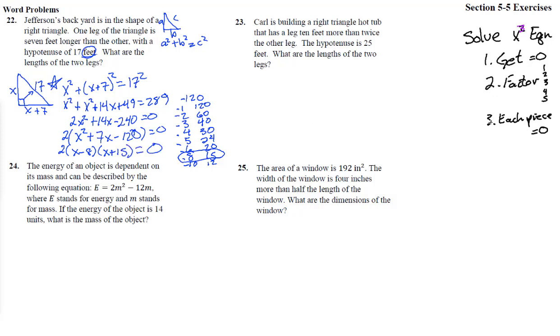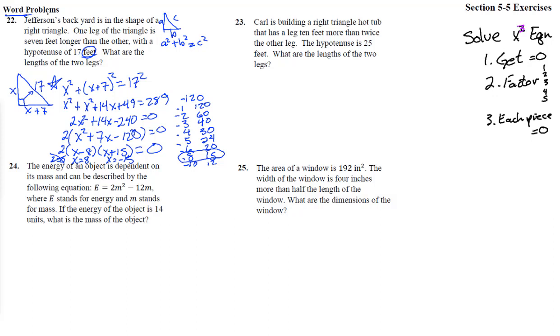Now what's the next thing? Set each piece equal to 0. So 2 equals 0, that's not an answer. x minus 8 equals 0 gives us x equals 8, and x equals negative 15. Now we go back.